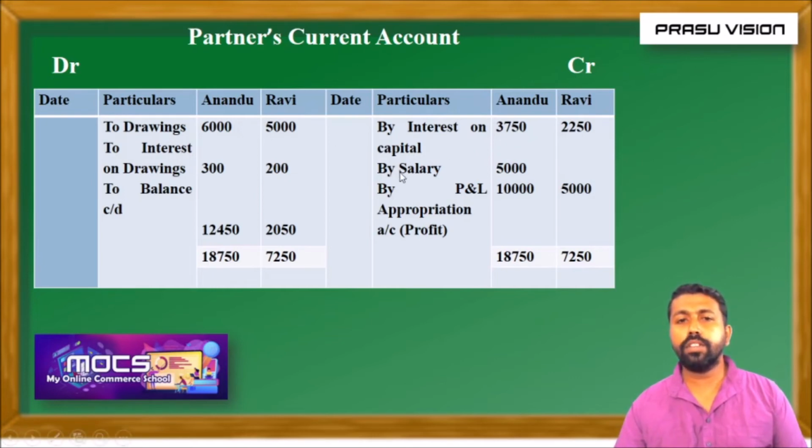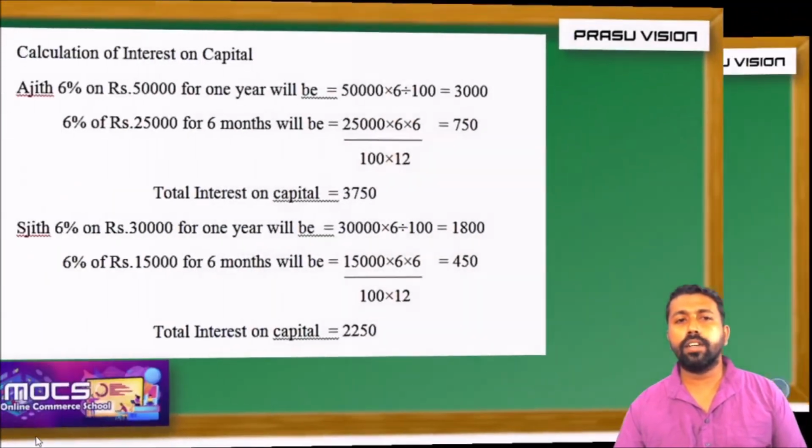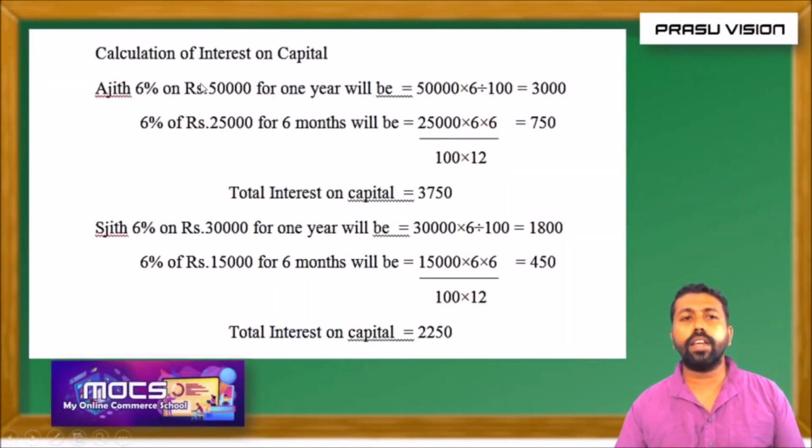Also, we have to record all other same items: the salary of Anandu and the profit and loss appropriation amount balance, 10,000 and 5,000. But you only have to remember how to calculate the interest on capital. Here is the calculation of interest on capital.